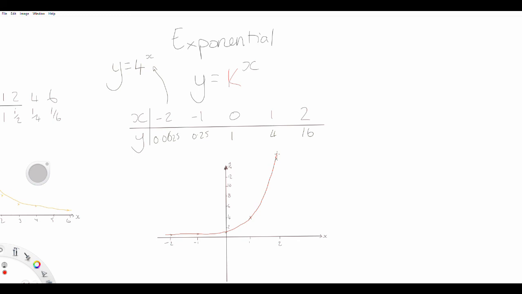Because you're doing something to the power, and that power is increasing each time, it's going to be moving upwards, and the rate of change is going to be accelerating. So your gradient is going to be changing as you move along the x-axis. So you're going to see that general shape of something exponentially increasing. Or if you had negative, it would be going the opposite way and it would be decreasing.